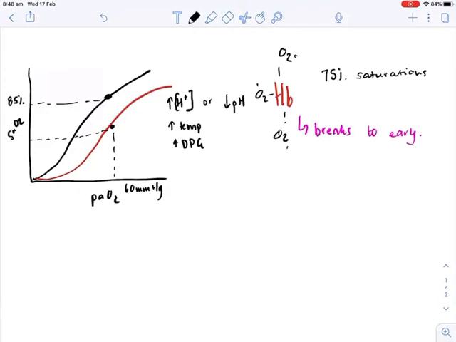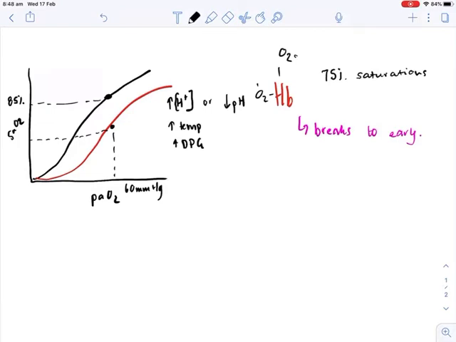The same thing can happen with an increased temperature. You've got more energy to catalyze the breakdown of the bond. And then again, these bonds keep breaking, and obviously the more acidic you get, the less oxygen you have attached, and then the lower your saturation of hemoglobin. I think that makes sense.